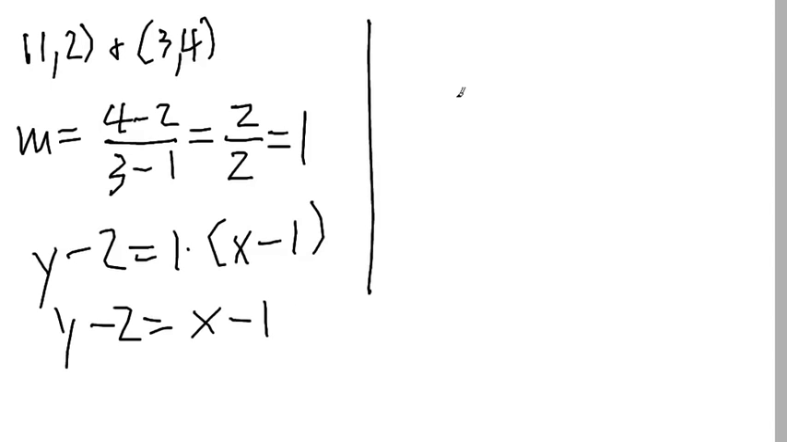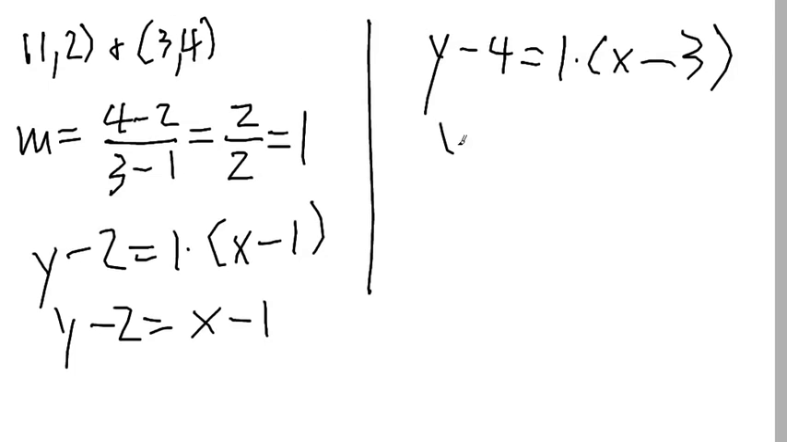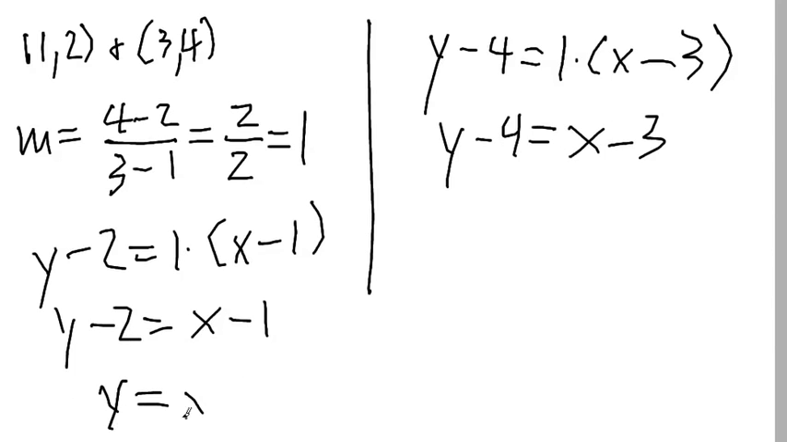Or we could take, say, y minus 4 is equal to 1 times x minus 3. Which leaves us with y minus 4 is equal to x minus 3. Let me just note that if you add 2 over here or add 4 over here, you end up with the equation y is equal to x plus 1. So we in fact get the same exact line in either case. Fantastic.